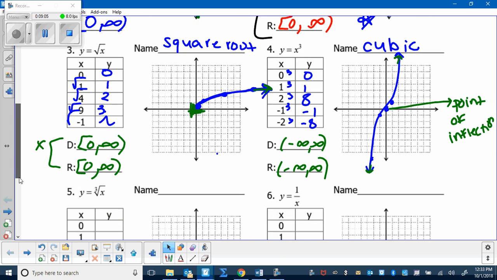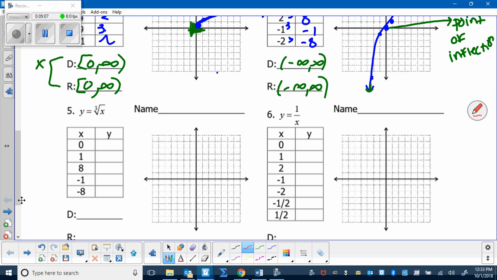Now, the cube root function should be similar. We're doing the opposite, the inverse. So the cube root of 0 is still 0, guys. (0, 0) is still a point. The cube root of 1 is 1. The cube root of 8 is 2, so (8, 2).